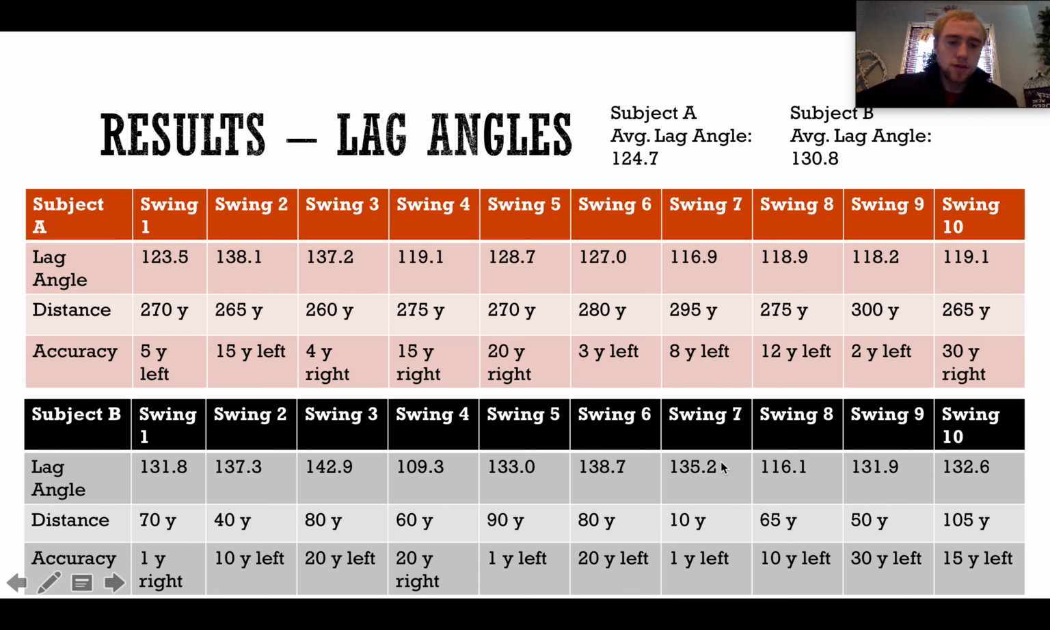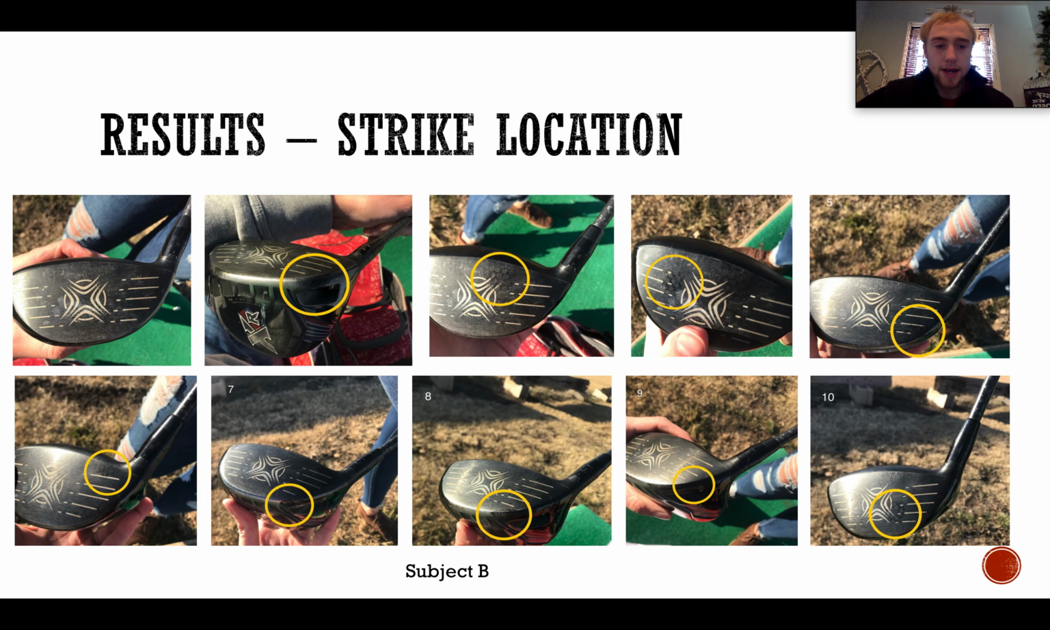And then we'll also need to go look at swing 7, where subject B only hit it 10 yards, but it was 1 yard left of target. Well, that's because the ball didn't get off the ground. It rolled the entire way. And if we go back here and look at swing 7, as you can see, she hit the ball on the bottom of the club, which sent the ball directly into the ground. It had no chance of getting into the air whatsoever.